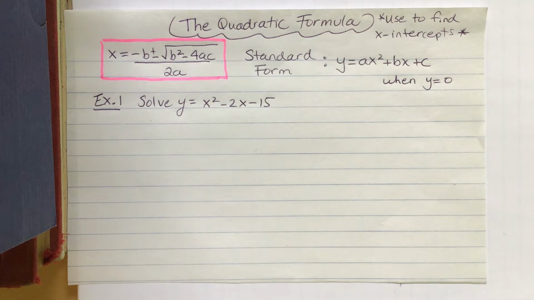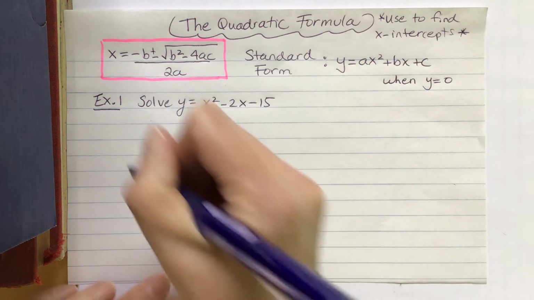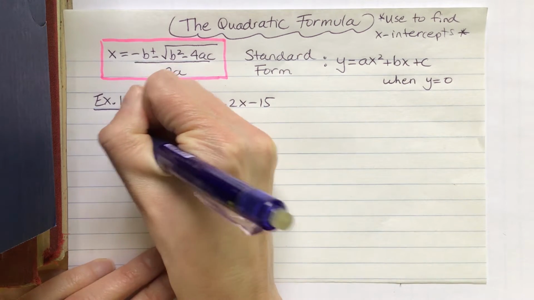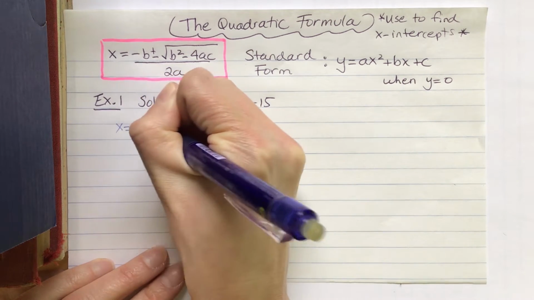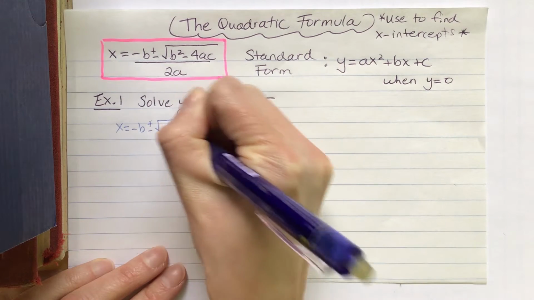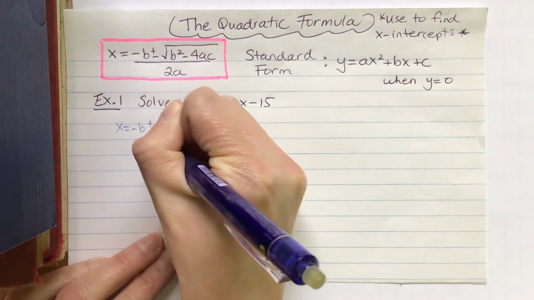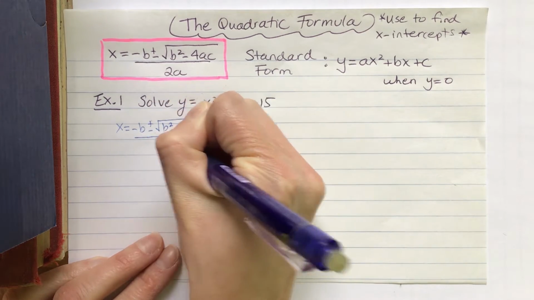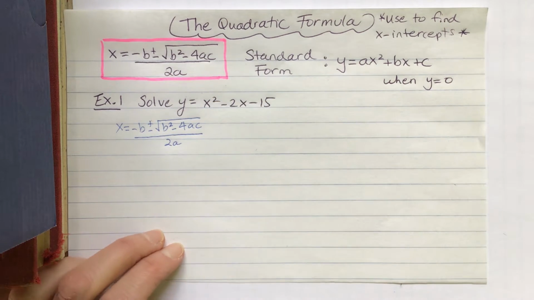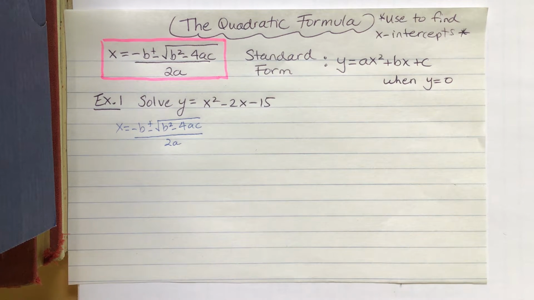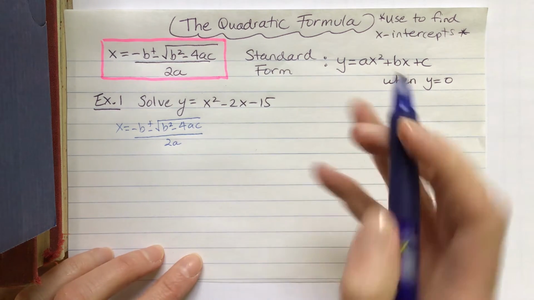So our first example is to solve y is equal to x squared minus 2x minus 15. So we're going to start off by writing down our formula. This is how we're going to memorize it, by writing it down over and over again. So x is equal to negative b plus or minus square root of b squared minus 4 times a times c, all over 2a.